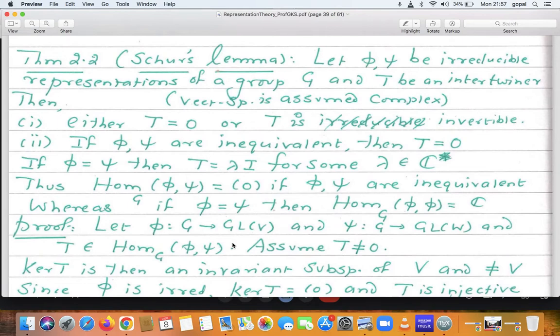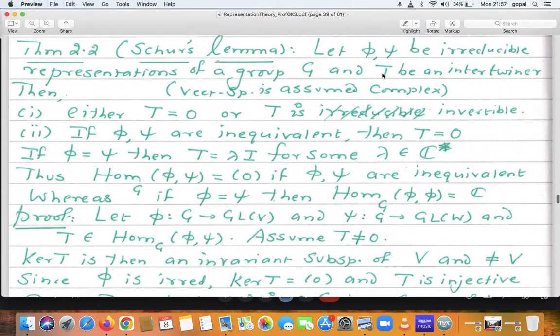Let phi and psi be irreducible representations of a group G and T be an intertwiner. All vector spaces are supposed to be complex, and this is a very important hypothesis that the base field is the field of complex numbers. What is the hypothesis? Phi and psi are irreducible. Irreducibility is very, very important. And you have an intertwining operator. This is not an isomorphism or equivalence or anything like that, just a morphism between these.